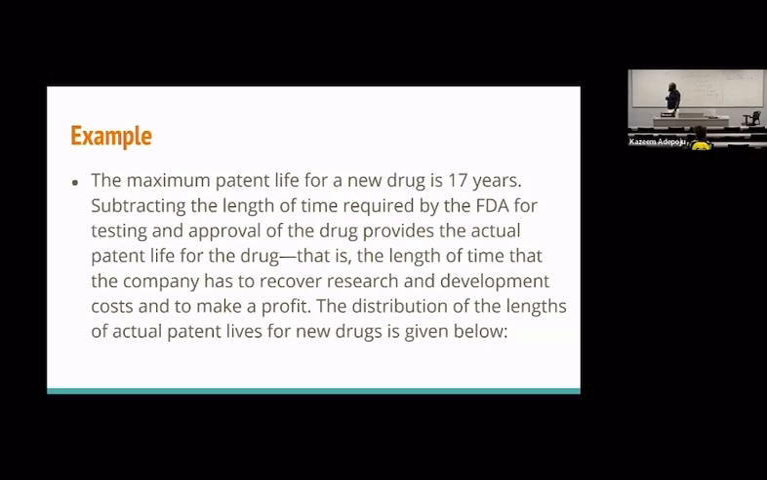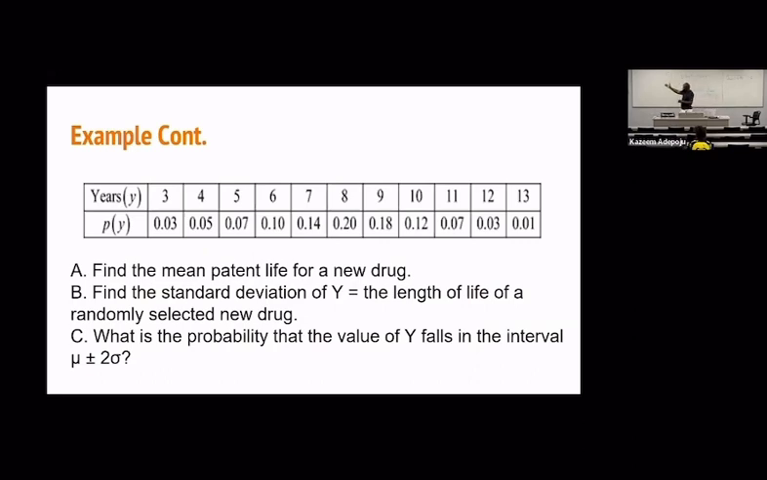The distribution of the length of actual patent life for a new drug is given below. Why is the distribution given? Because that is a random variable. Every random variable will have a probability distribution, and it is distributed like this, as you see. Yesterday, I walked you through how to construct a table like this, a table where you have a random variable with corresponding probabilities.